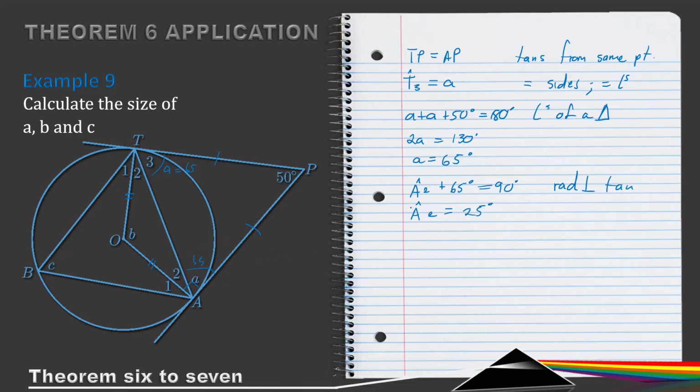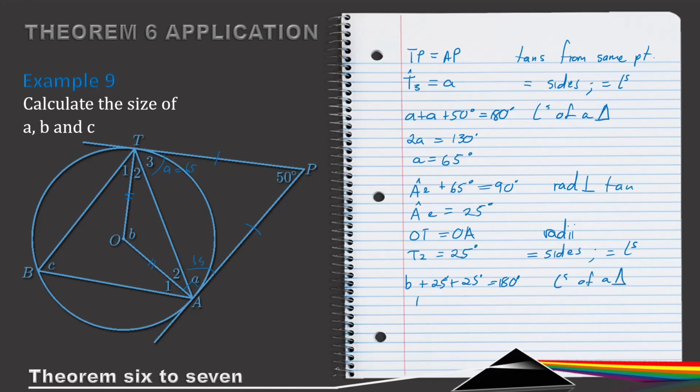And then I'm going to state that OT is equal to OA because of the radii. And then we can say, therefore, T2 is also 25 degrees because of equal sides, equal angles. And then solve for B. So using angles of a triangle, B plus 25 is equal to 180 degrees. And the reason is angles of a triangle.